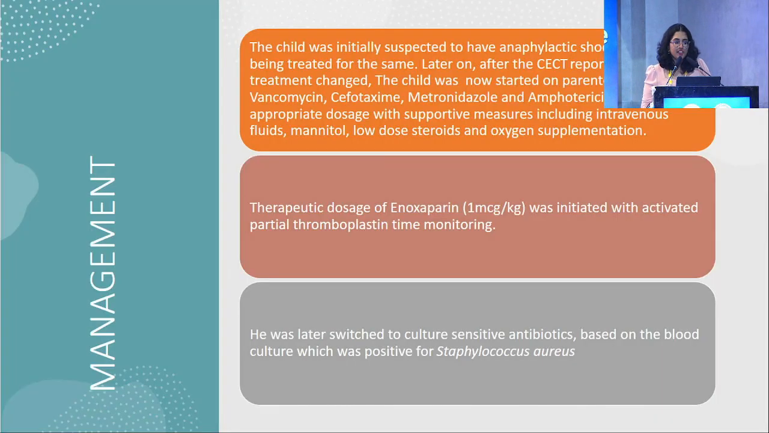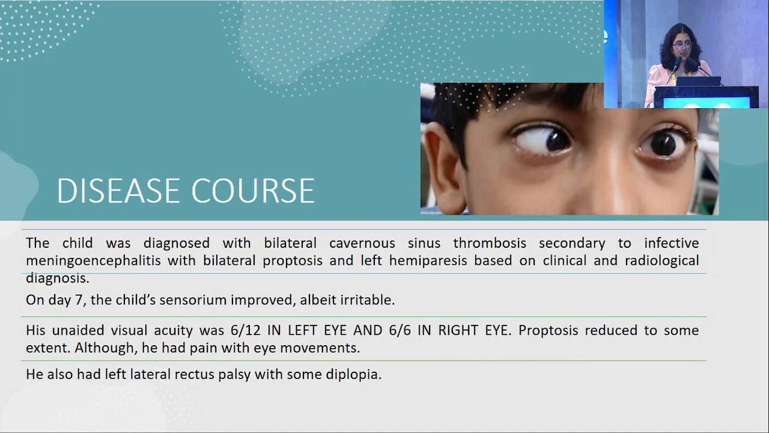The child was initially suspected to have anaphylactic shock and was being treated for the same. Later on, after the CECT report, the course of treatment changed. The child was now started on parenteral antibiotics with appropriate supportive measures like intravenous fluids, mannitol, steroids, and oxygen supplementation. A therapeutic dosage of enoxaparin was initiated with activated partial thromboplastin time monitoring. He was later switched to culture-sensitive antibiotics based on the blood culture, which was positive for Staphylococcus aureus.